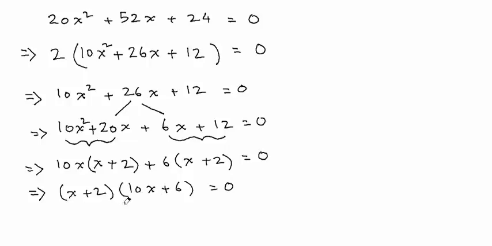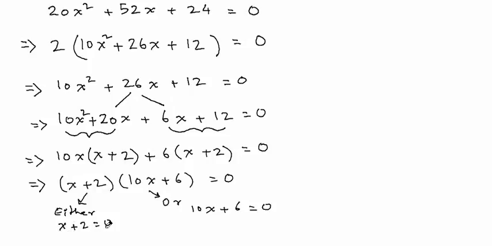Our idea was to factorize the given expression. Something times something is equal to 0. Obviously, we could take the 2 out because 2 is never equal to 0. Now, either this is equal to 0. So there you go. You have the either-or situation. Either x plus 2 is equal to 0 or 10x plus 6 is equal to 0. The product will be 0 only when at least one of these two is equal to 0.